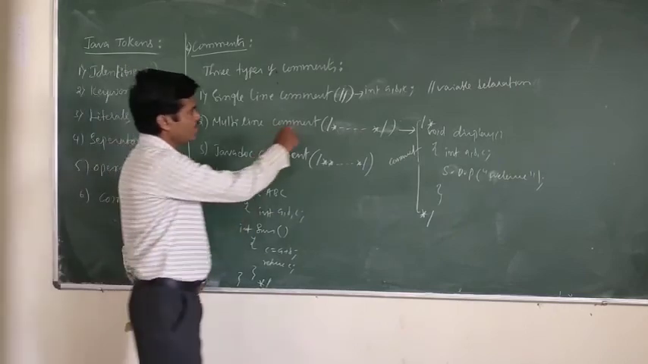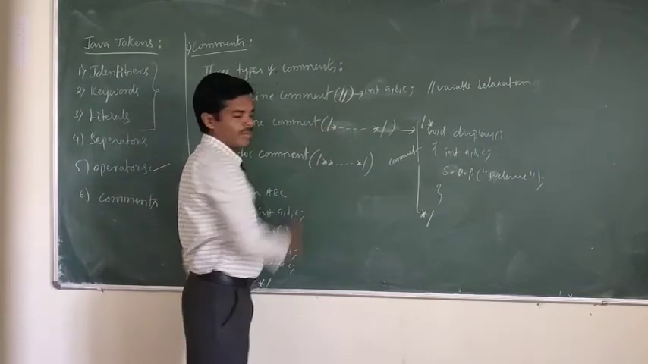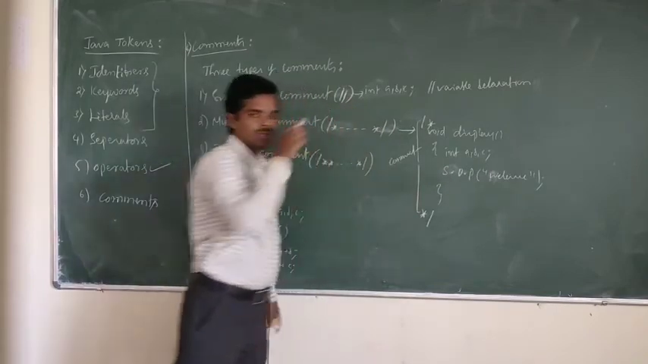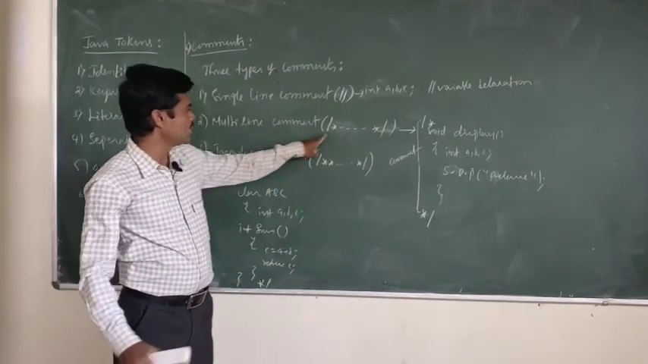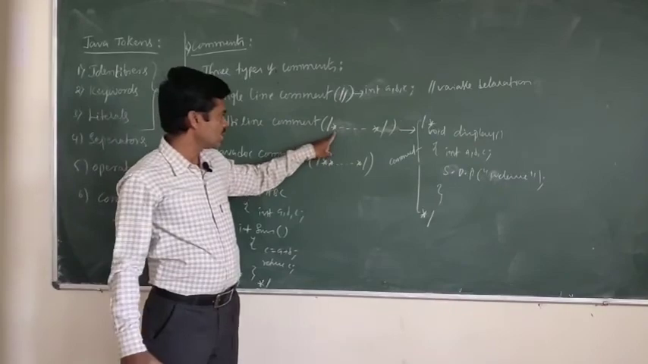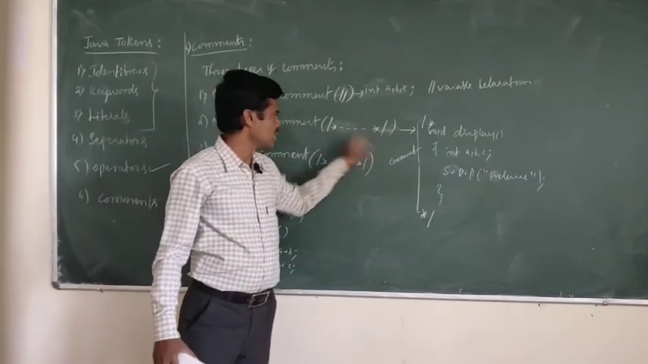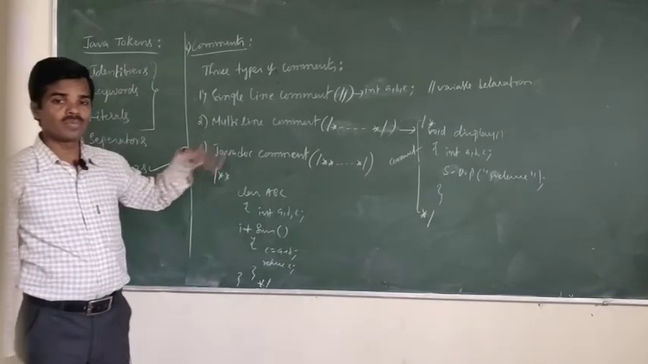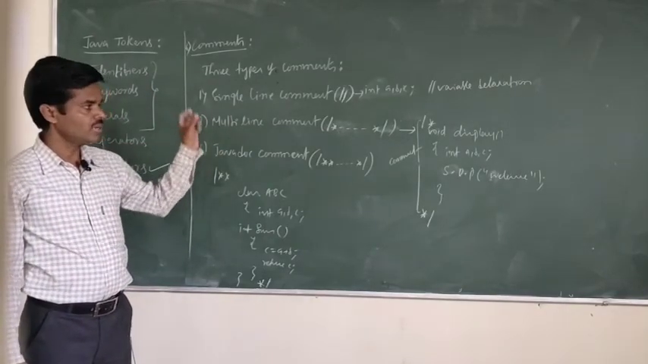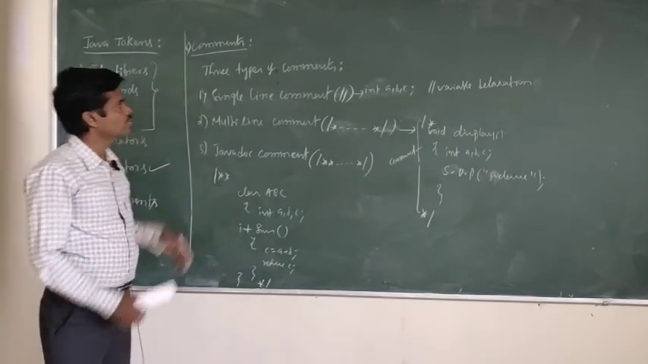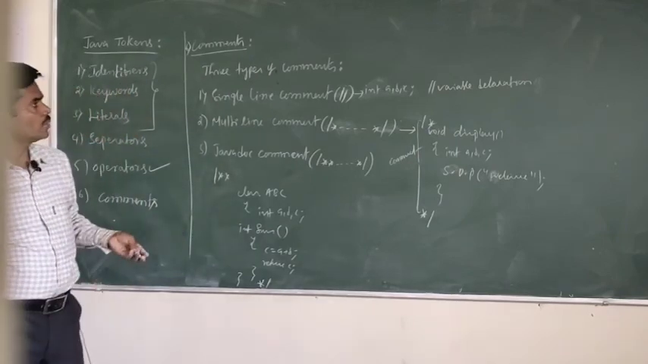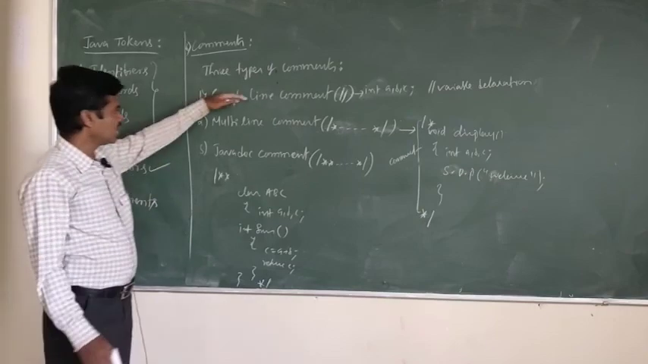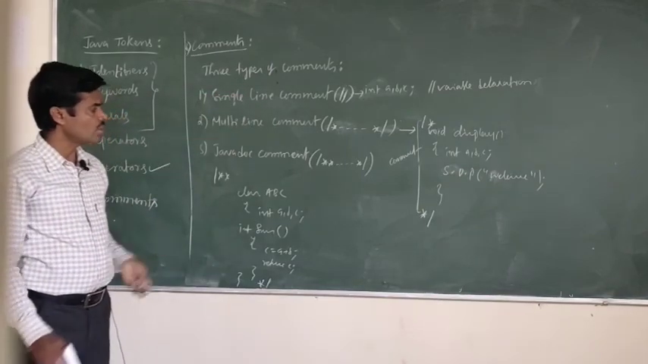But mainly we use two comments in our program: single line comment using the double slash, and multi-line comments using slash asterisk and asterisk slash. These are the two comment symbols we use in our program to make any lines a comment. So these are the three types of comments we use in Java: single line comment, multi-line comment, and Java doc comment.